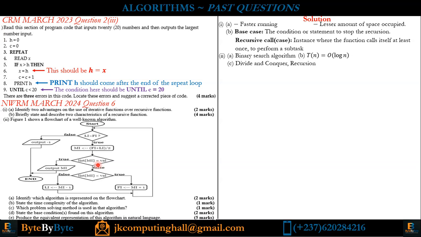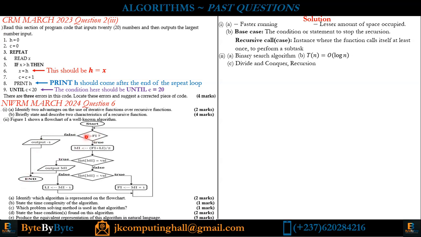The D part says state the base conditions found on this algorithm. Now on a flowchart, how can you identify the base case? The base case is what makes the algorithm end. As you can see here, the condition or the statement that stops the recursion. At this level, which condition brings me directly here? We have this one and we have this one. So if Li is greater than Fi, sorry, the reverse of this condition brings us here.